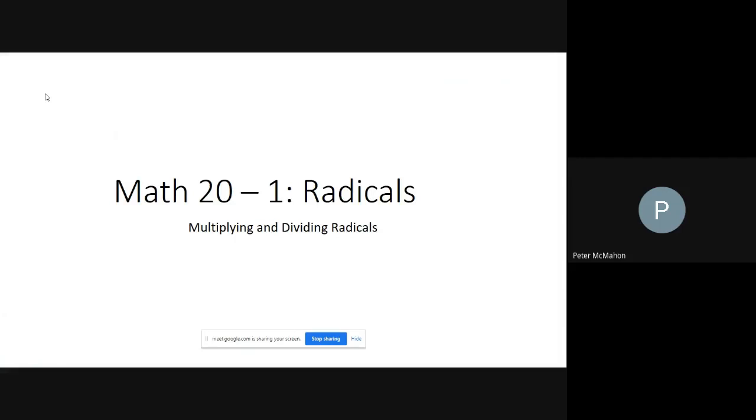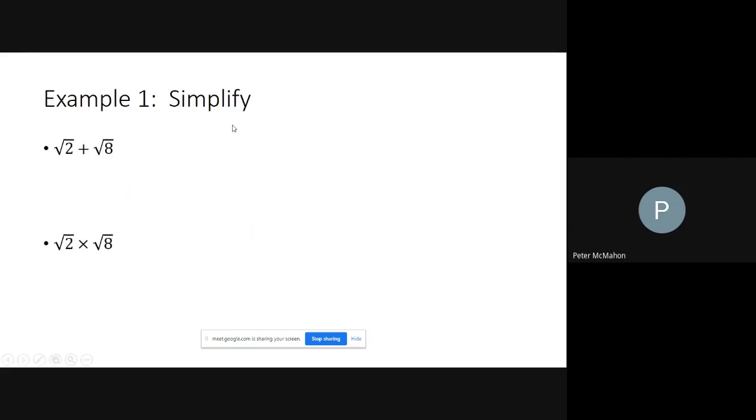All right, so we are moving forward in the Math 20 Radicals unit, and the topic we're doing is called multiplying and dividing radicals. So just a bit of review from what we covered in our last lesson.